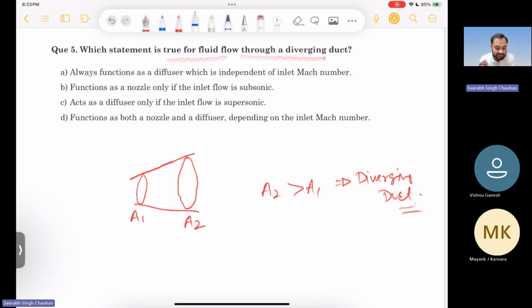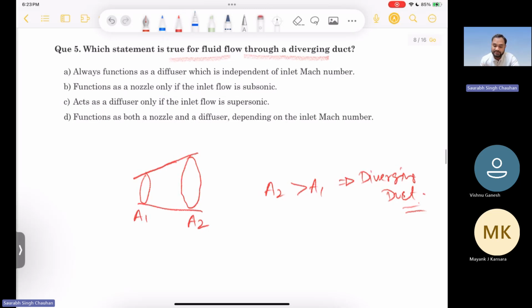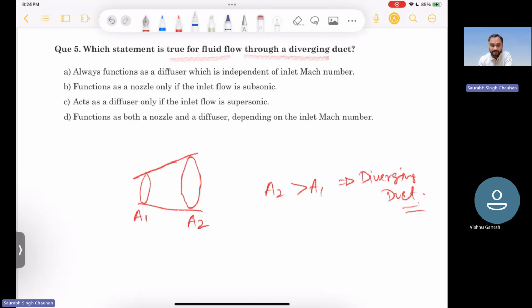So we have four options. Option A, always functions as a diffuser, independent of inlet Mach number. So it is saying that if you have this type of diverging duct, then it will always act as a diffuser and it is independent of inlet Mach number. So is this correct or incorrect? We will see what is the effect of Mach number, but let us read all these options. Option B says functions as a nozzle only if the inlet flow is subsonic. Option C says acts as a diffuser only if the inlet flow is supersonic. Option D says functions as both nozzle and diffuser depending on the inlet Mach number.